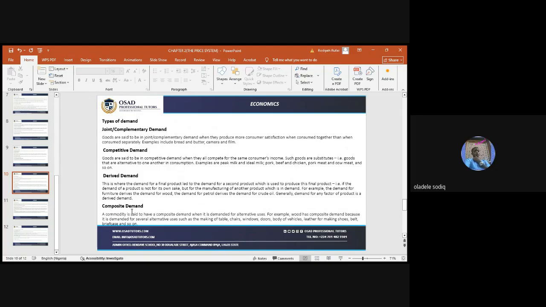Thank you. So the next one is competitive demand. Goods are said to be in competitive demand when they all compete for the same consumers' income. When they compete for the same consumers' what? Income. Such as what? Substitute goods. So where we are going is that, who can explain monopoly? Who can explain monopoly for me?